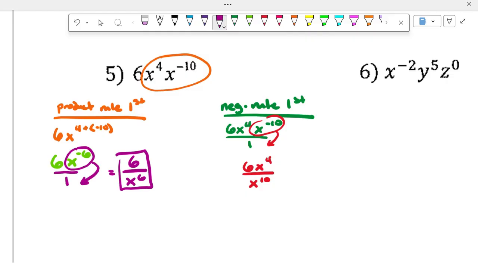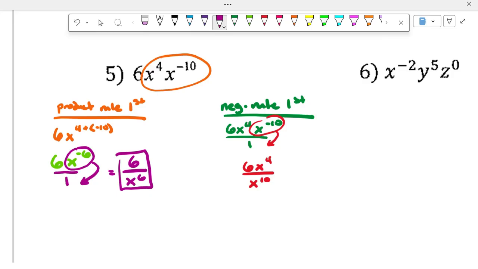Not product. What operation is this? A fraction bar is usually another way you can write what operation? Division. So it's the quotient rule. All right, so how do I do the quotient rule? We subtract. And I always do what?